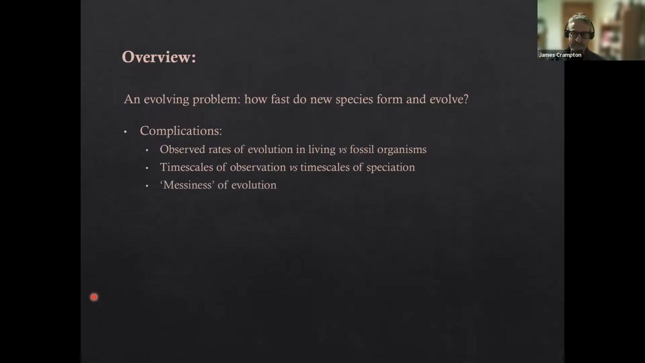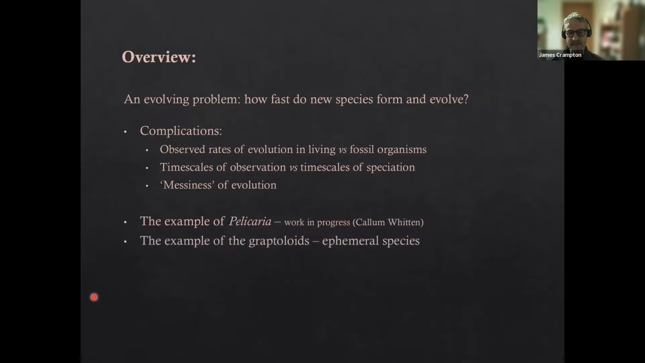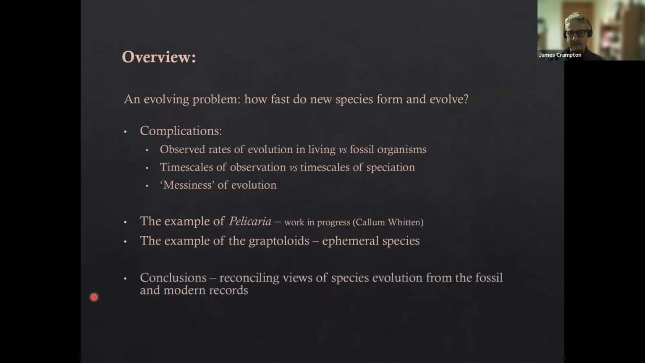Evolution is actually messy. We like to have these nice, simple models of what's going on, but it's actually quite messy. And I'm just going to talk about two examples. The example of Pelecaria, a lovely little endemic fossil snail. Well, it's still living today, and that's worked with my master's student, and an example from the graptoloids. And that's where I'll talk about these ephemeral species, but it's all linked together. And then I'll give a few conclusions.